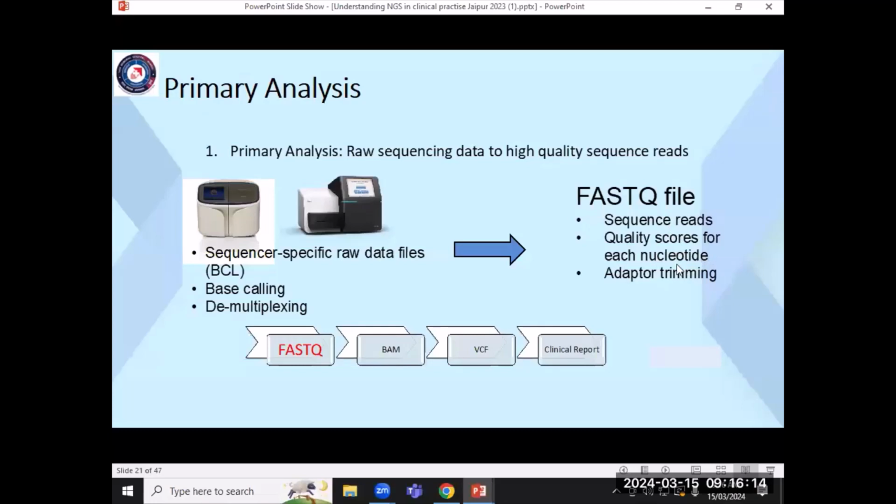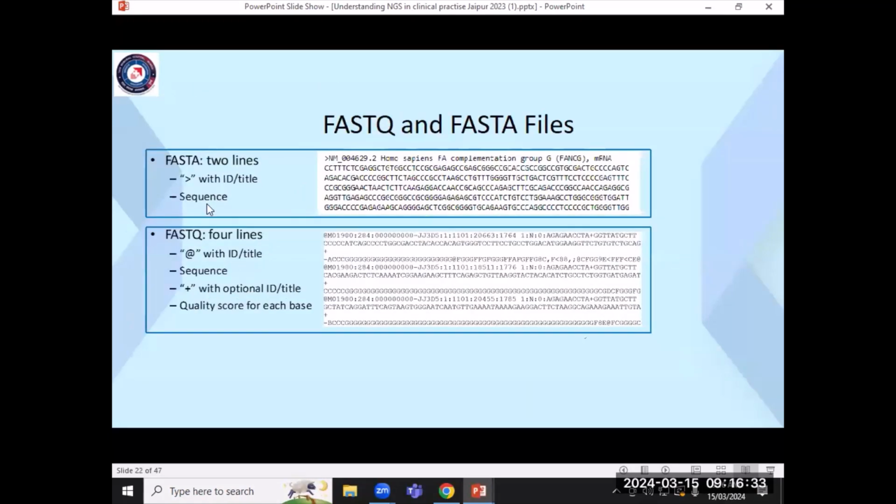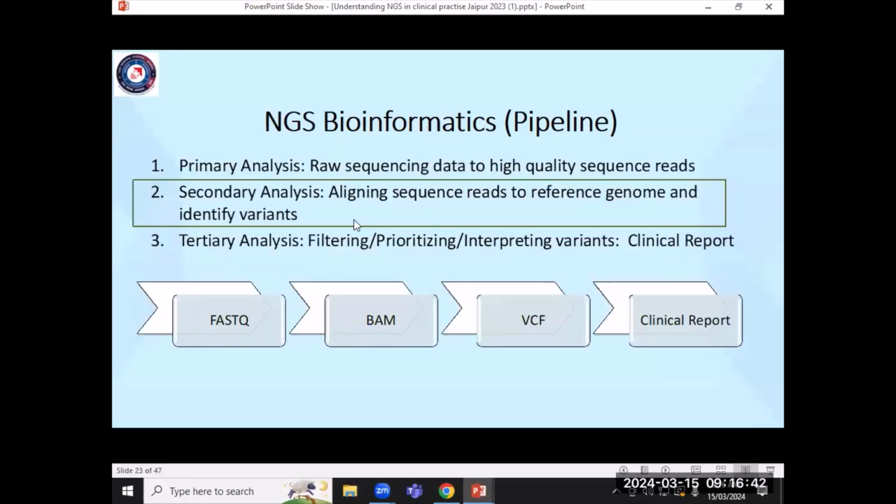So all those quality scores are added to this, and then you call all those bases, like AT, GC and all that, and demultiplexing. This is where you're sorting all your pages which are numbered. That is demultiplexing, and that data is in the form of FASTQ files. You must have heard this term, FASTQ files, after sequencing is done. This is how the data looks. This is all the NGS data, which is built into FASTA, which will be in 2 lines, and FASTQ in 4 lines. And then comes the secondary analysis, aligning sequence reads to a reference genome.